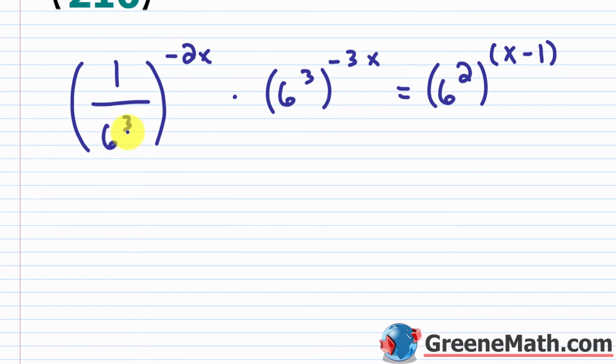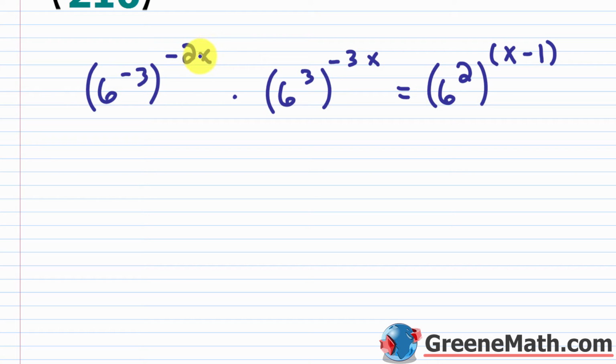So for this one, to make it a little bit simpler, you can drag this across the fraction bar, but you have to change the sign of the exponent, right? So if I wanted to write this in the numerator, I would say it's 6 to the power of negative 3, raised to the power of negative 2x. And again, it's just the power to power rule. 6 stays the same. You're going to multiply the exponents. So negative 3 times negative 2x would be positive 6x.